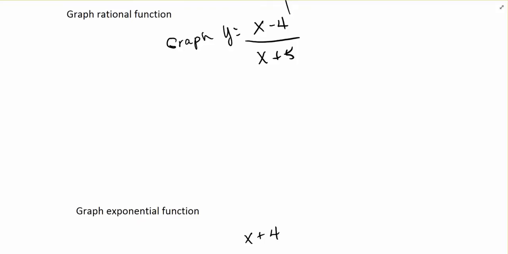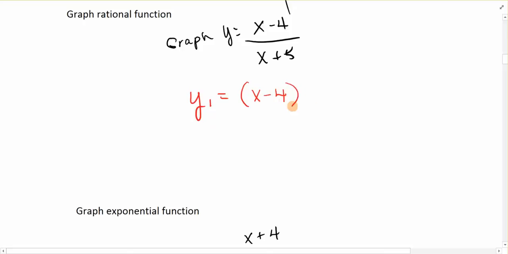Okay, this one says graph a rational function. Do we know what a rational function is? Does it look like a fraction? Yeah, it's a ratio. It's two polynomials, one over each other. But we need to be able to graph it. If you were graphing it with your calculator, can you put the top in parentheses divided by the bottom? So in other words, y1 would look like x minus 4 divided by x plus 5. And it's important to have the parentheses. So let's put that in and see what that looks like.